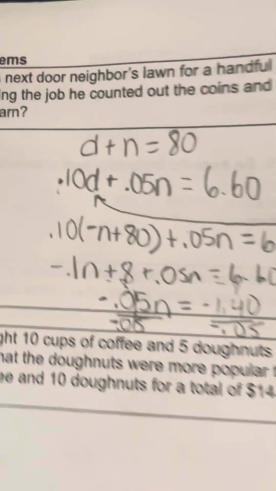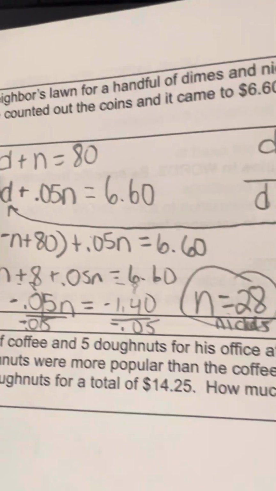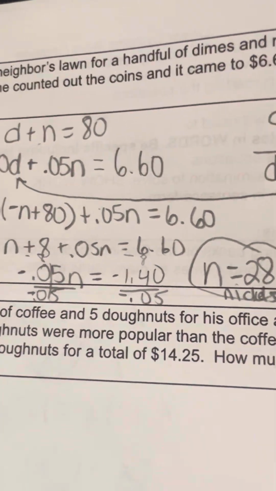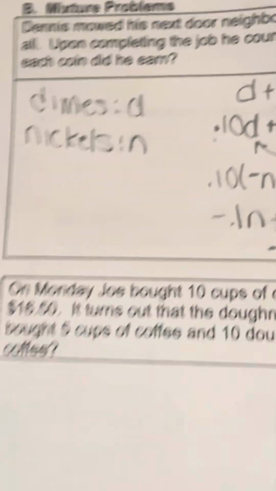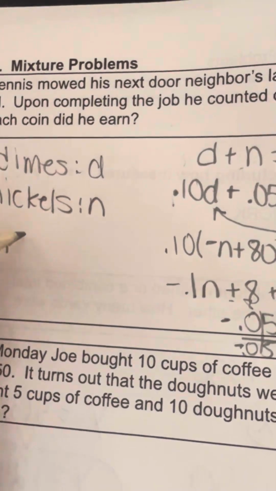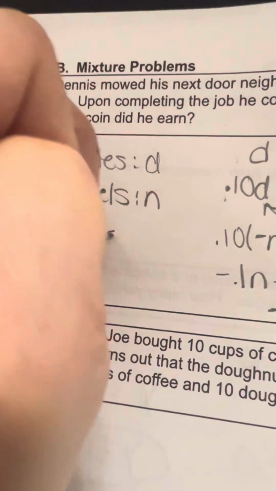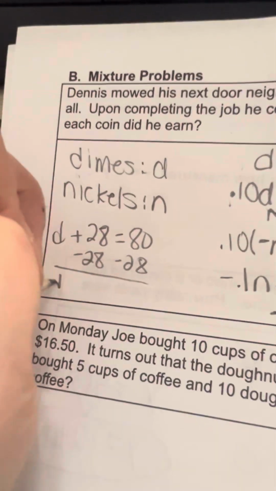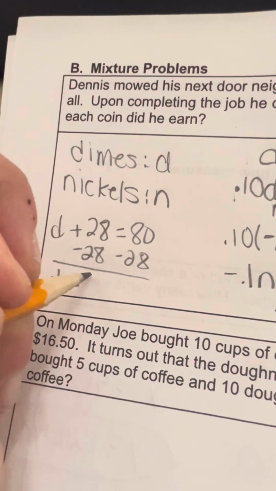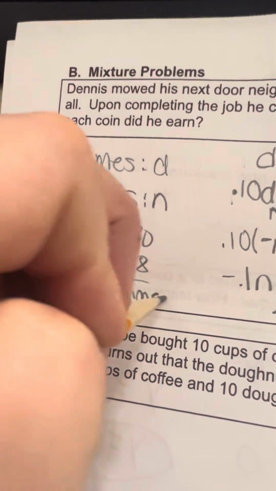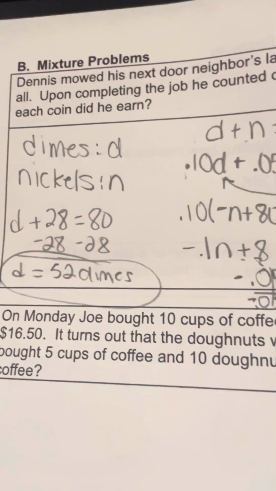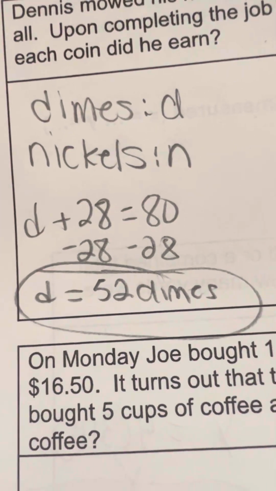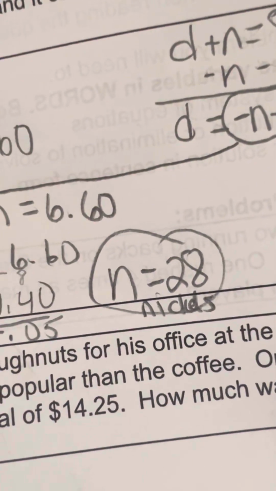And then we can go back up to the original equation. That's the easiest one to do. If we have 28, we're going to replace that with N and solve for D. So we're going to do D plus 28 nickels is equal to 80. And then we'll just subtract 28 on both sides to find out how many dimes we have. And we have a total of 52 dimes. So that would be my answer. Again, it asks how much of each coin he earned. So he earned 52 dimes, and he got a total of 28 nickels.